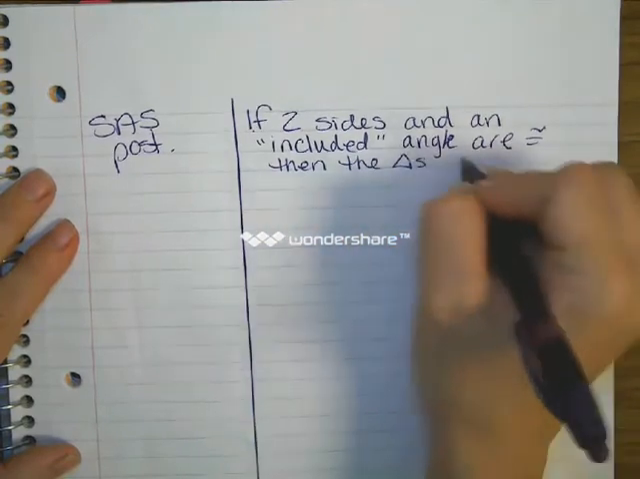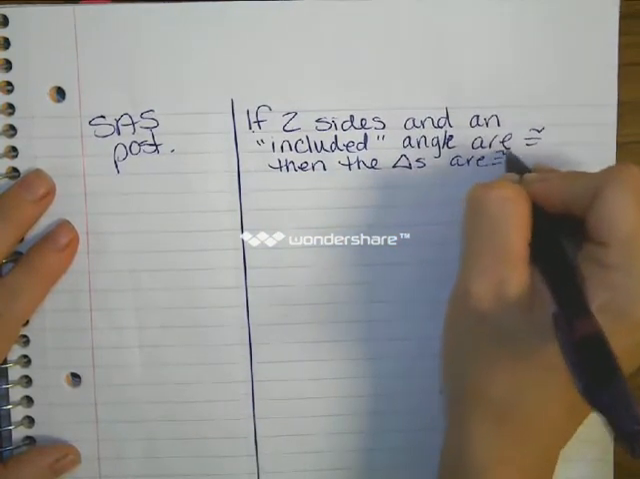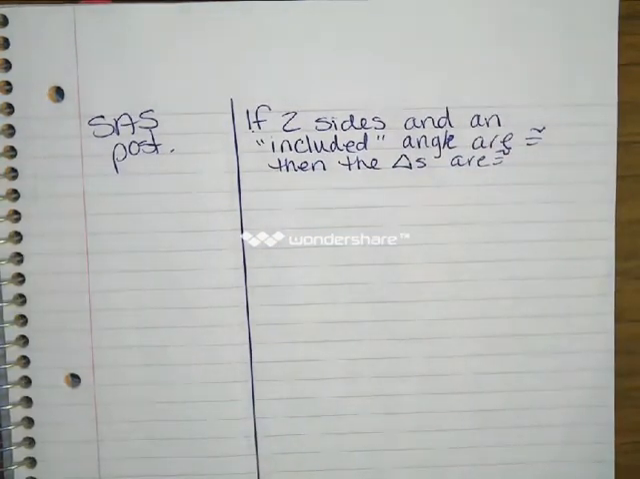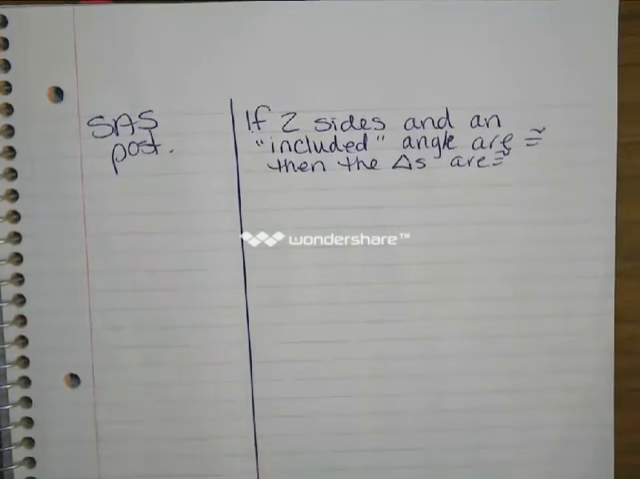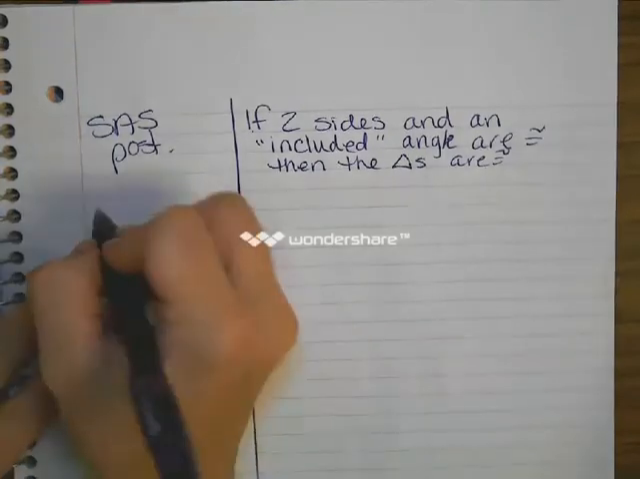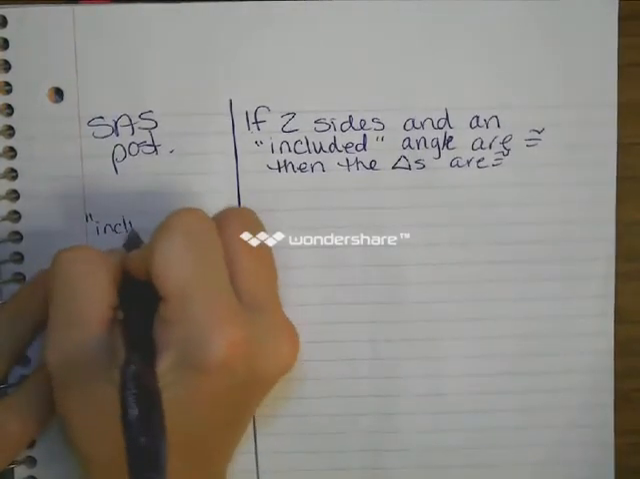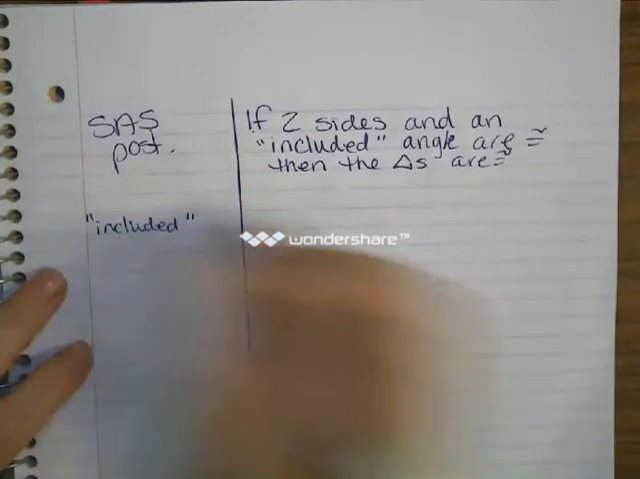And we don't need the rest of the triangle, just those 2 sides and 1 angle. But it's a very specific angle. They call it the included angle. Let's talk about what included means. I like to think of it as in the middle, but some kids don't see it that way. Every year I have a couple of kids that really struggle with what it means to be included.